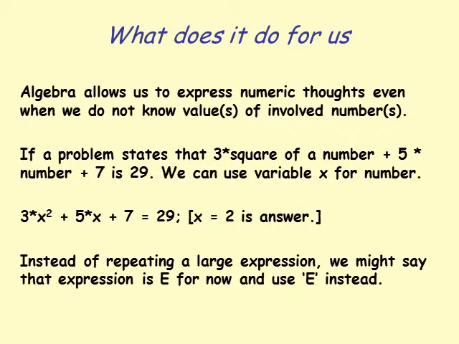Let's continue here. Instead of repeating a large expression, we might say that the expression is E, and from now on, we would use E instead of the expression. So if there are large expressions someplace, we might say its expression is E, and we would use that instead of the large expression. That gives me a shorthand notation. We would be using the algebraic expression notation E.